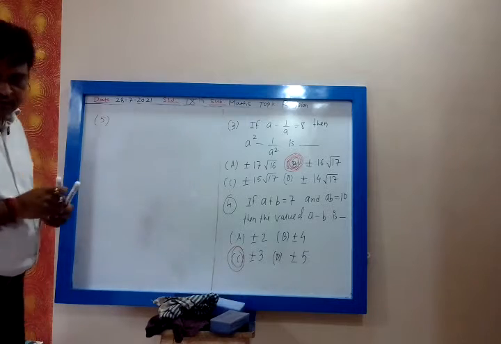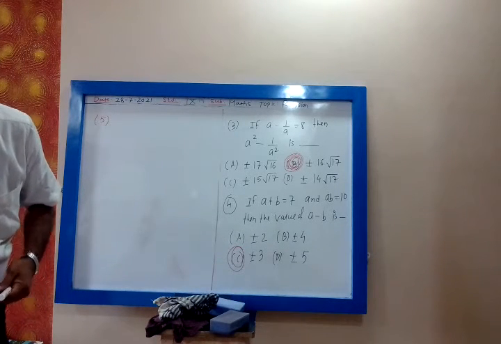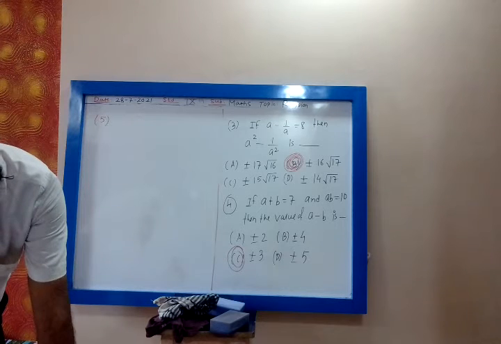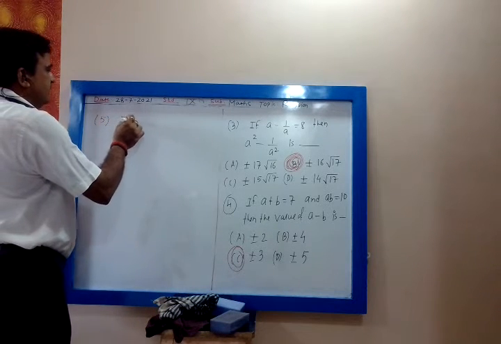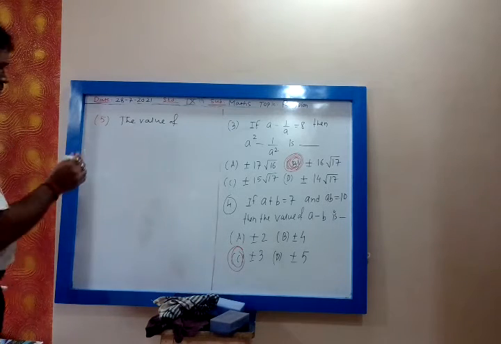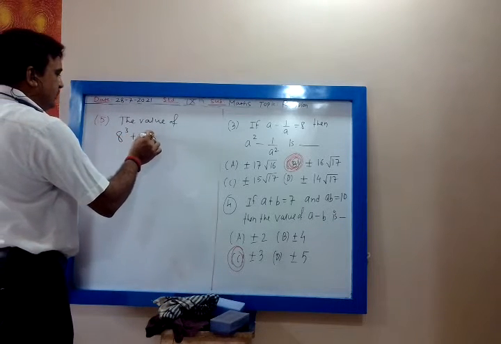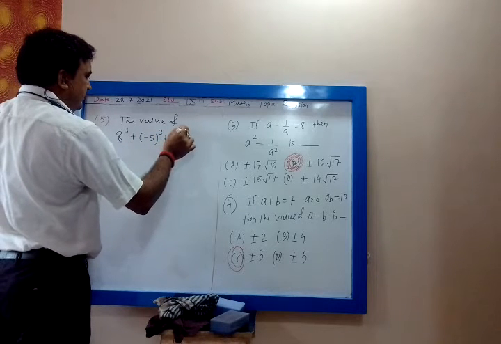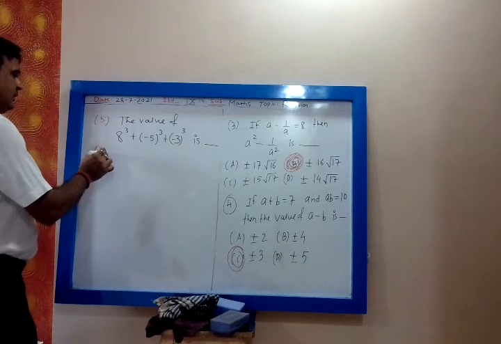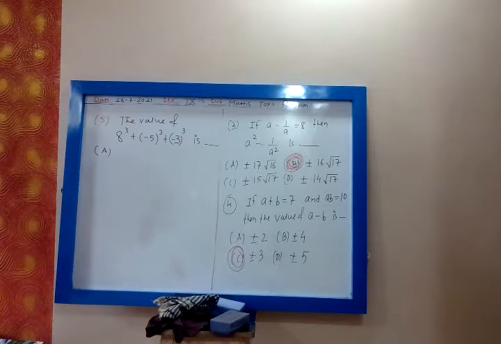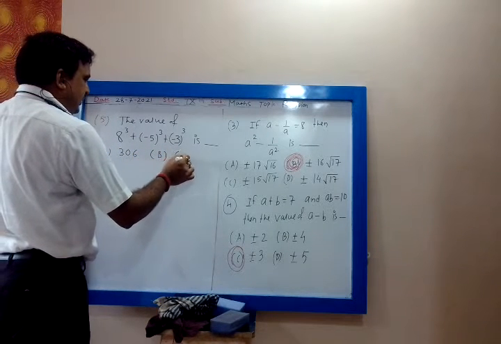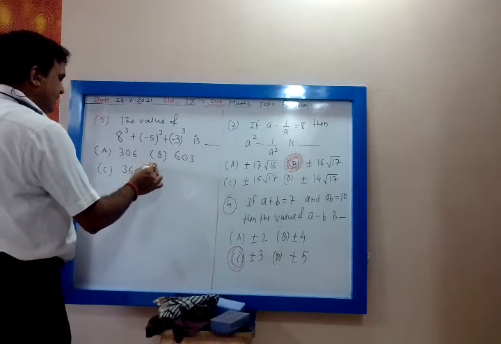Now fifth one. The value of 8q plus minus 5q plus 3q plus minus 3q plus minus 3q is: A 306, B 603, C 360 and D 630.